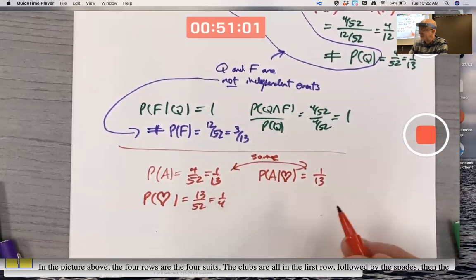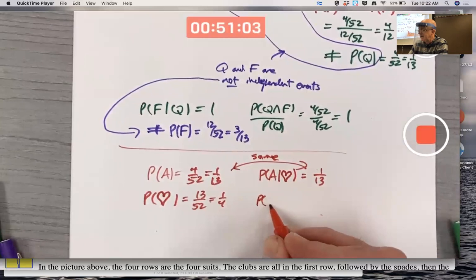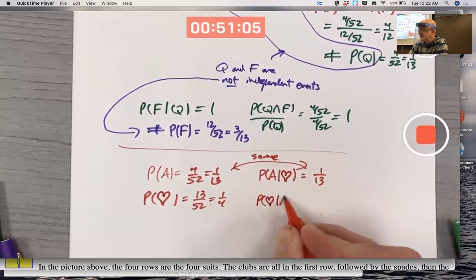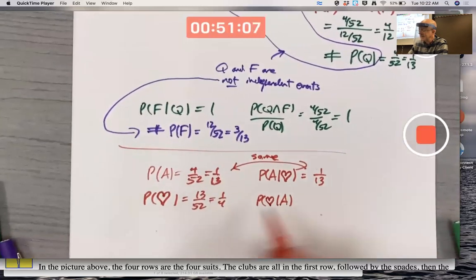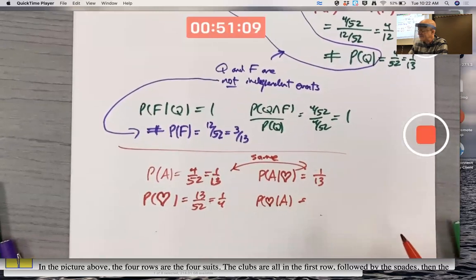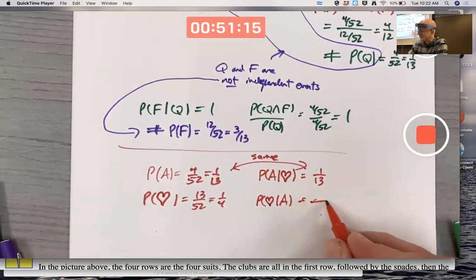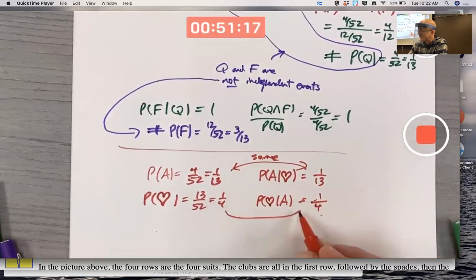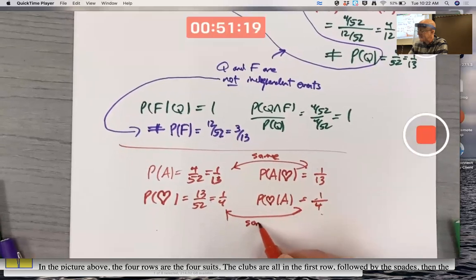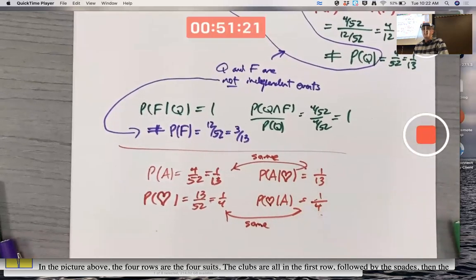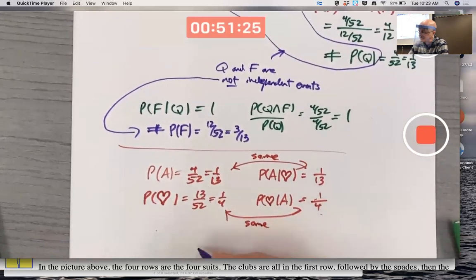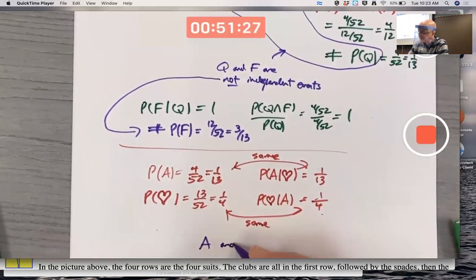And again, it's a symmetric thing. The conditional probability of being a heart, given that it's an ace, should be the same as that. If you know it's an ace, of which there are 4 of them, what are the chances that that's a heart? Only one of those aces is a heart, 1/4. Those are also the same. So being an ace and being a heart are independent events. A and heart are independent events.